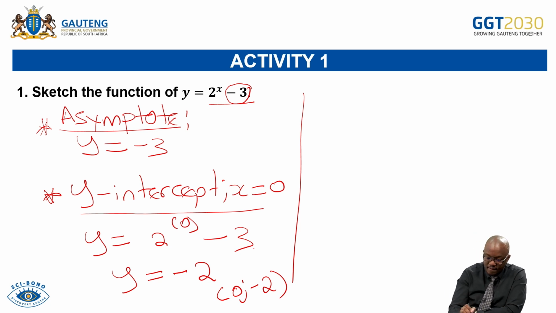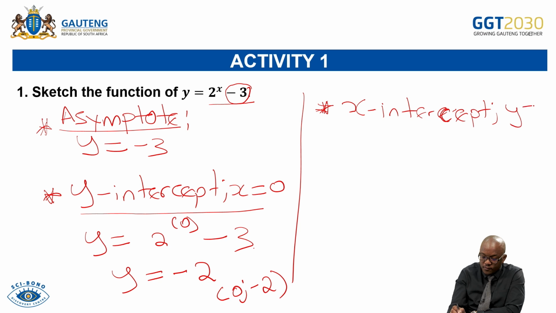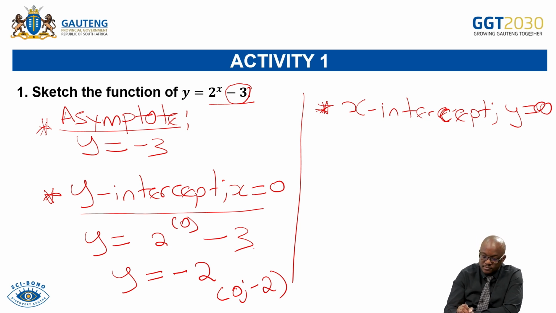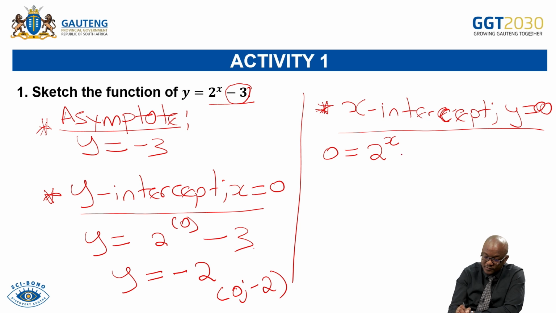Then when you have your asymptote and y-intercept, we're looking for our x-intercept. For our x-intercept, the value of y is equal to 0 there. Correct? So the value of y is equal to 0. Then what do we say? We say 0 is equal to 2 to the exponent of x minus 3.